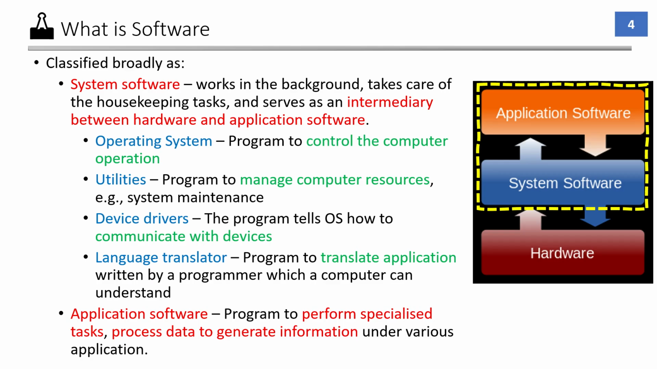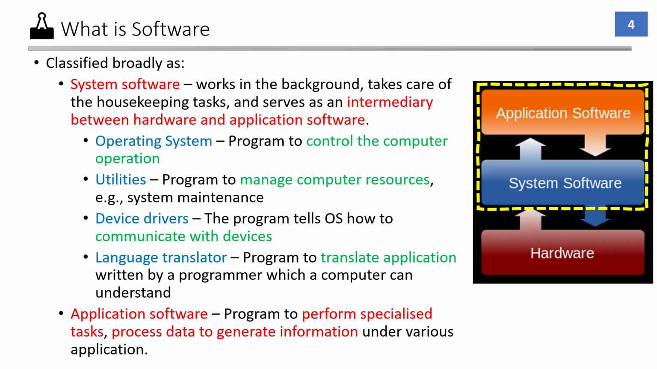Software can be broadly classified into system software and application software. System software works in the background to keep the computer running smoothly. It acts as an intermediary between hardware and application software. The most important type of system software is the operating system, which controls how the computer operates and manages hardware activities. Utilities are system programs that help manage and maintain computer resources, such as disk cleanup and antivirus tools.